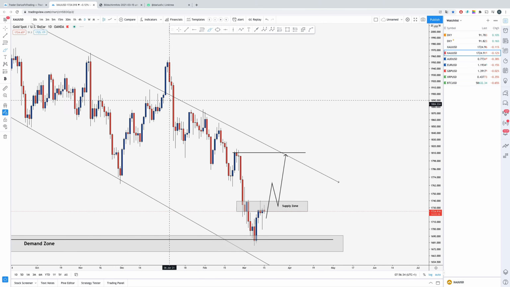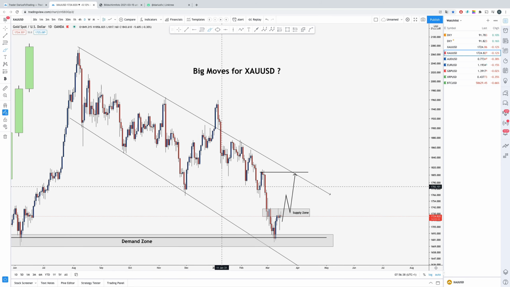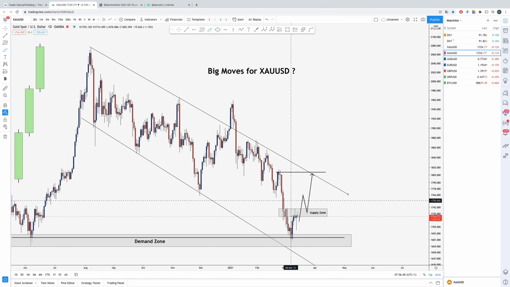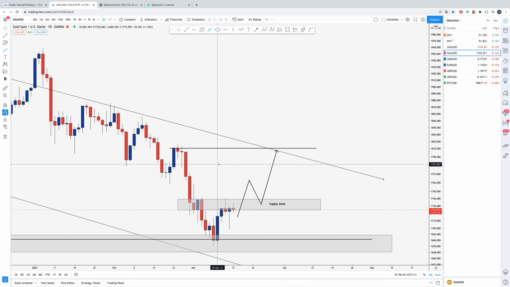Here's everything already perfectly in place. So that's the correctional channel, and that was the weekly level of demand. Now, what the market has given us over here on the daily is a nice W formation.